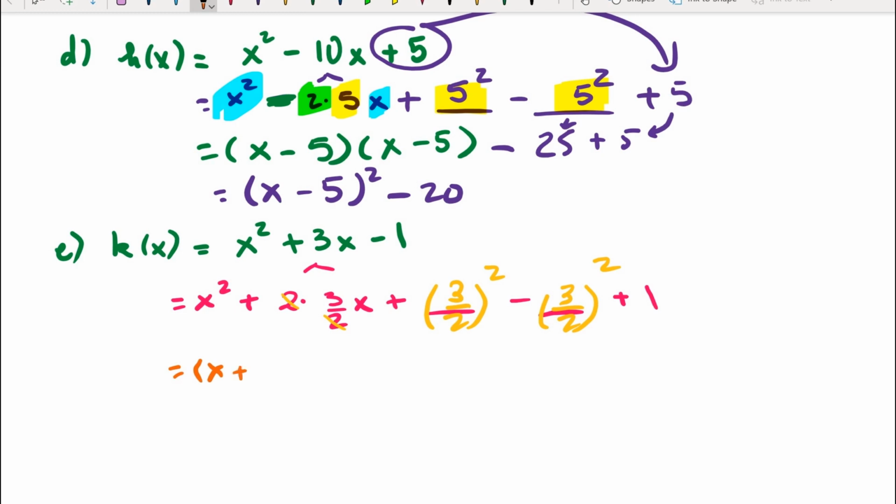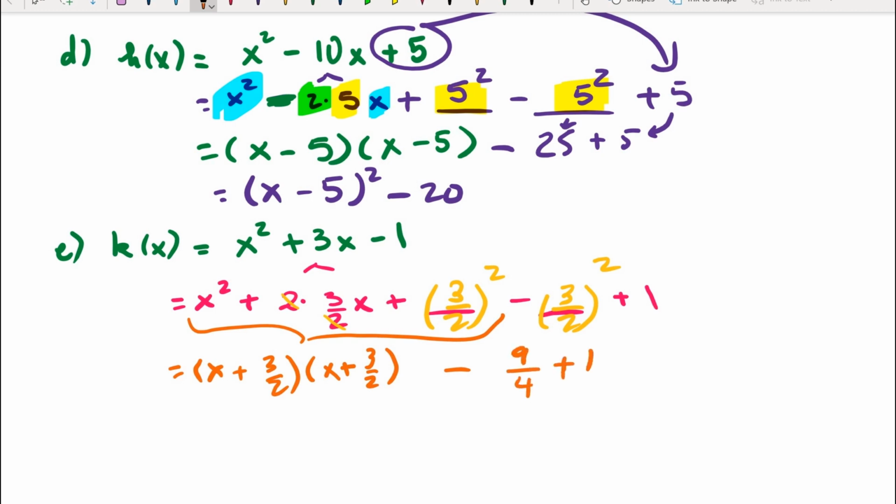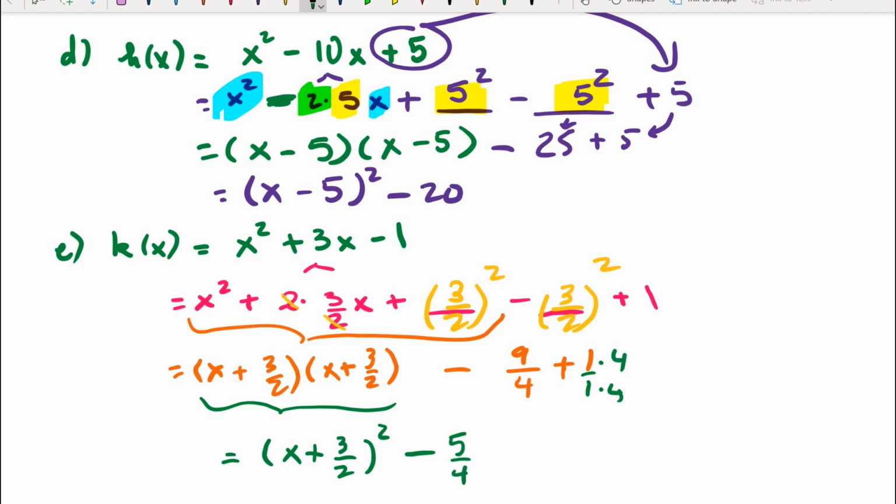Okay, so we have x plus 3/2 times x plus 3/2. Okay, that comes from this group right here. Minus 3/2 squared, that will give you 9/4, plus 1. Okay, this will give you x plus 3/2 squared minus, this is 1/1 times 4 over 4. So negative 9/4 plus 4/4, which is negative 5/4.